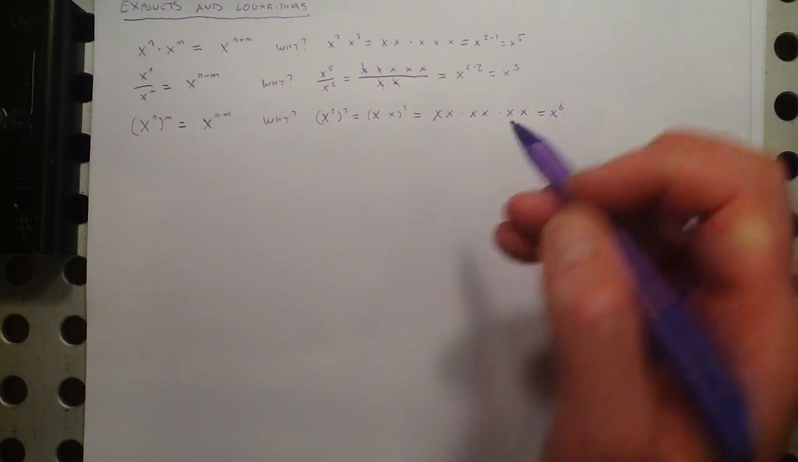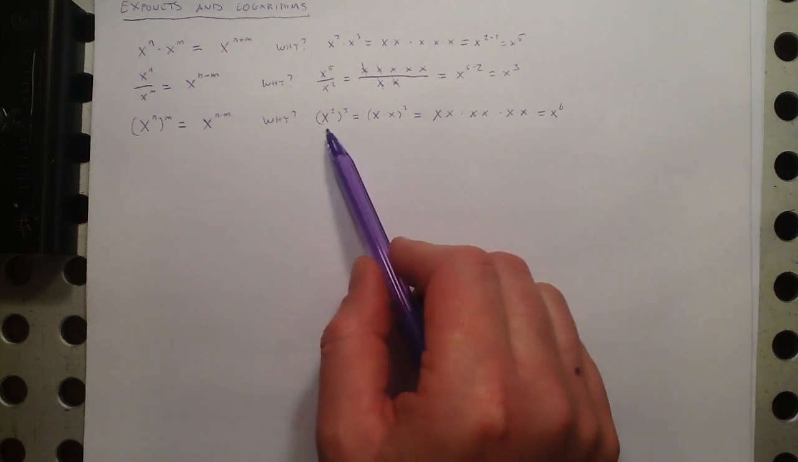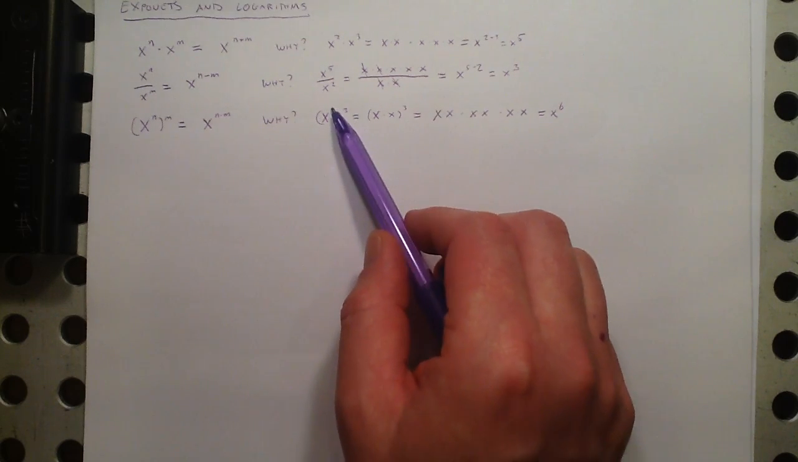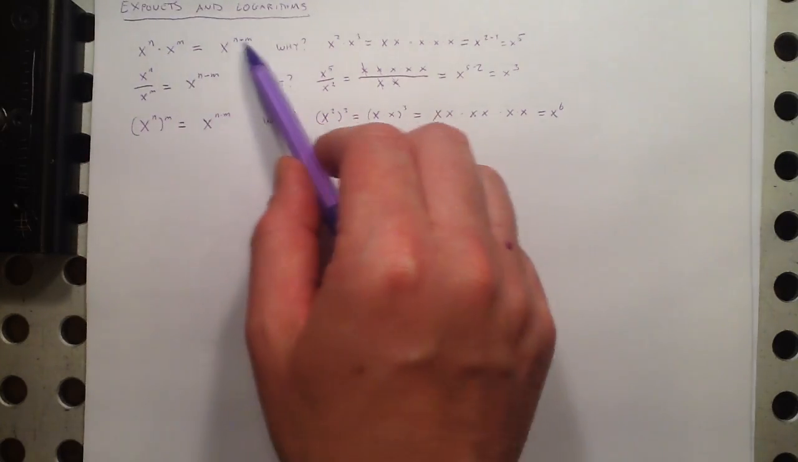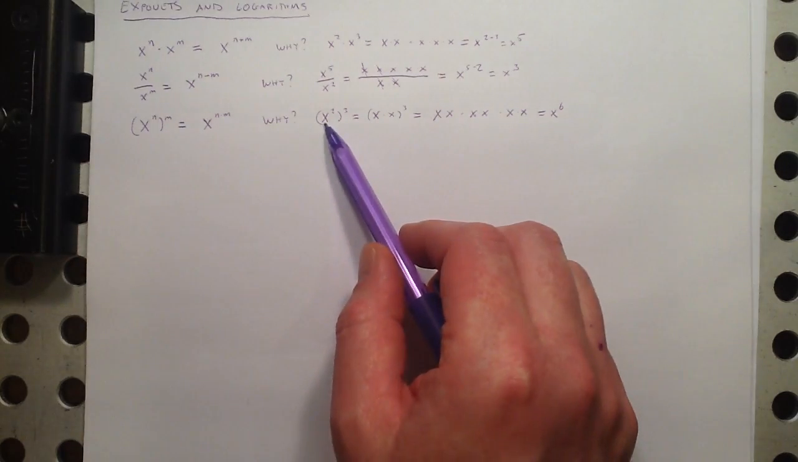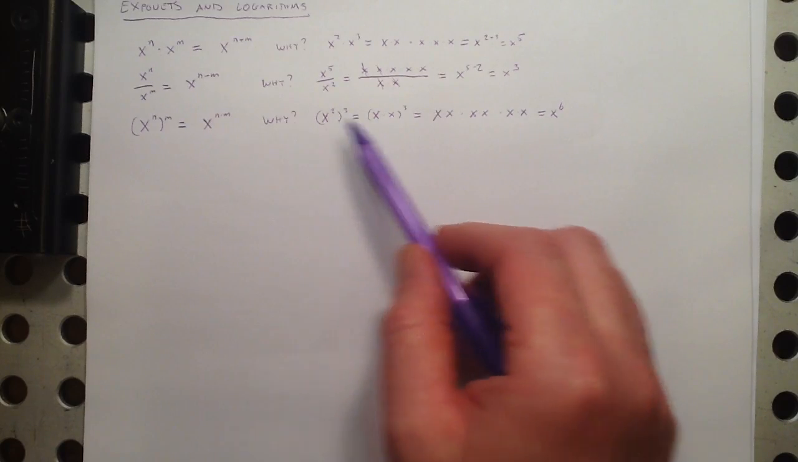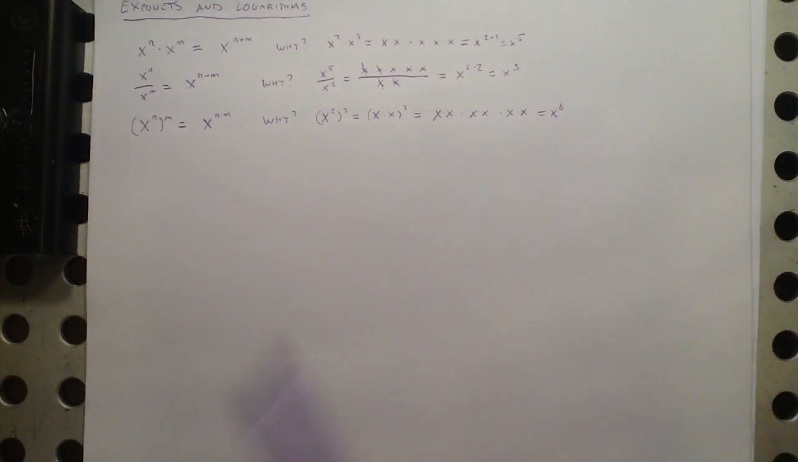And I think it's pretty easy to see, going back to what we started with, that, oh yeah, I've got 3 of these things multiplied together. So it's basically an extension of this rule, right? I have x to the 2 times x to the 2 times x to the 2, or 2 plus 2 plus 2, which is the same as 2 times 3. That's x to the 6th.